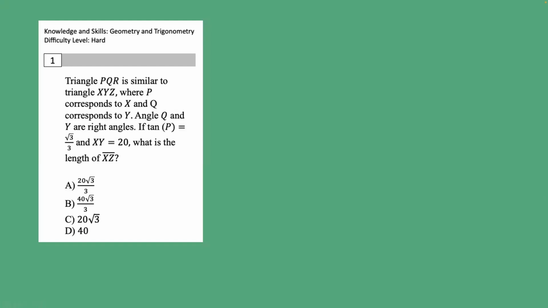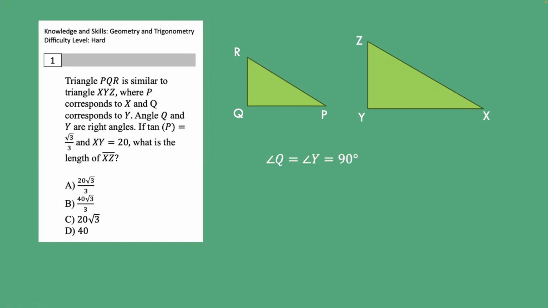In this lesson, we walk through two high-difficulty trigonometry problems from the digital SAT math section. The first question: we are told triangles PQR and XYZ are similar, with P corresponding to X and Q corresponding to Y, and angles Q and Y are right angles, so both are right triangles. We are also given tangent P equals square root 3 over 3 and XY equals 20. We need to find length XZ.